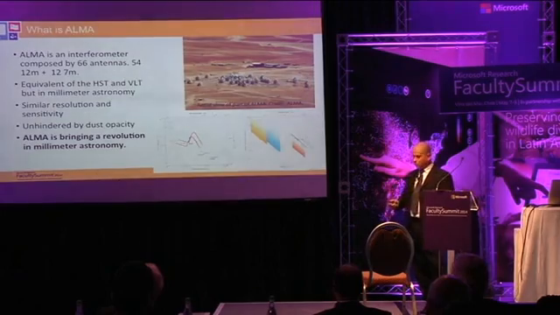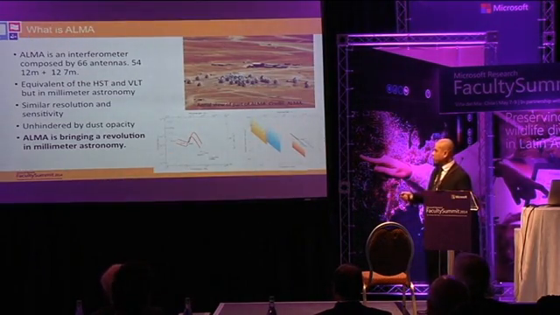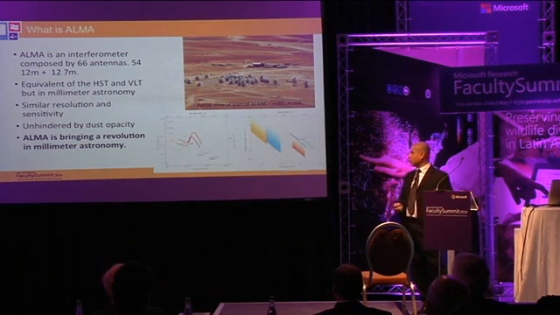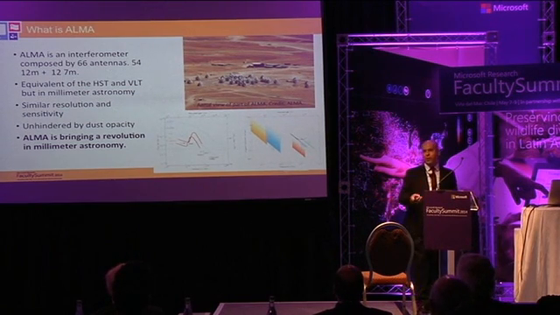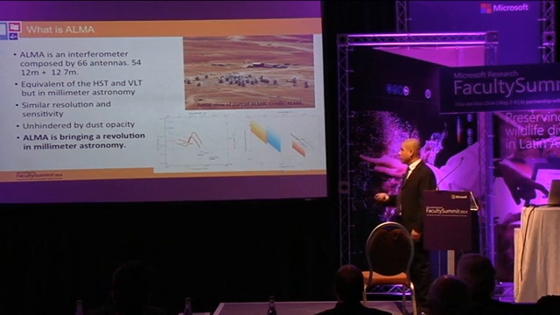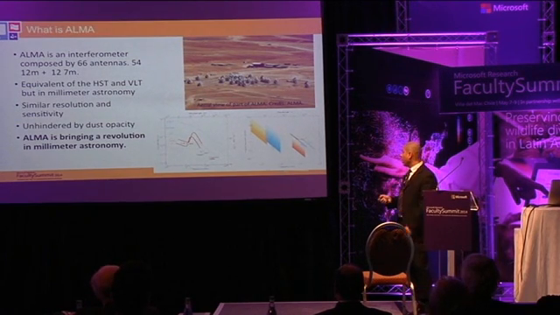Thanks to Doug, we know a little bit what ALMA is, but very fast. ALMA is an interferometer composed of 66 antennas: 54 antennas of 12 meters, and 12 antennas of 7 meters. ALMA is actually the equivalent to the Hubble Space Telescope and the VLT, but in millimeter astronomy, and it has similar or better resolution and sensitivity.